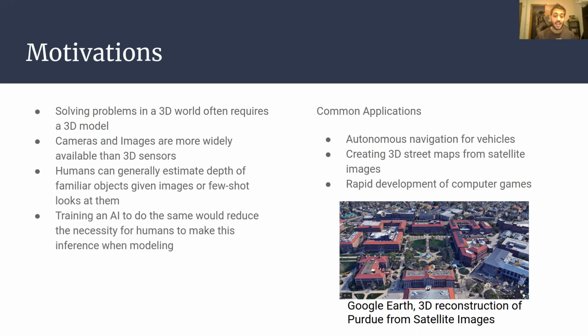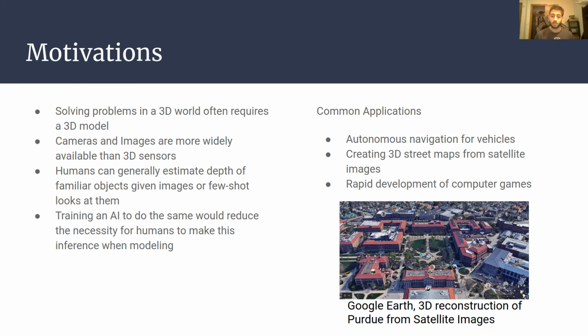Now, training AI to have that same sort of inferencing would take the necessity out of humans going into 3D modeling programs and doing that themselves. Some common applications are autonomous navigation for vehicles. So when cars are driving down the road, and many of them are starting to be more equipped with cameras, when they see other cars on the road, they're able to understand how those cars exist in 3D space and make the necessary changes to how they drive.